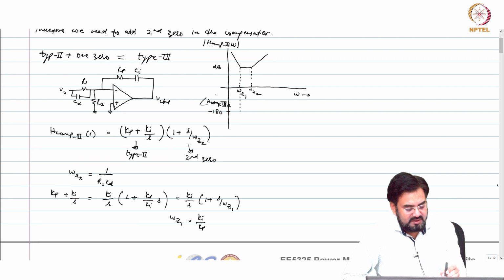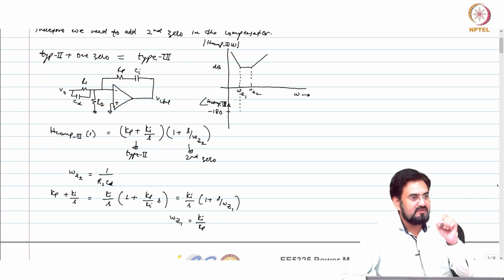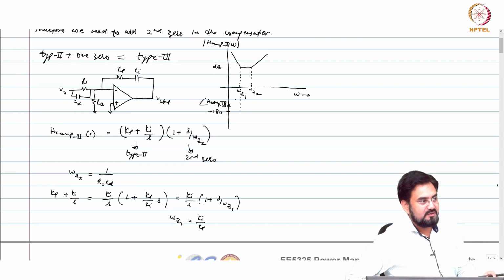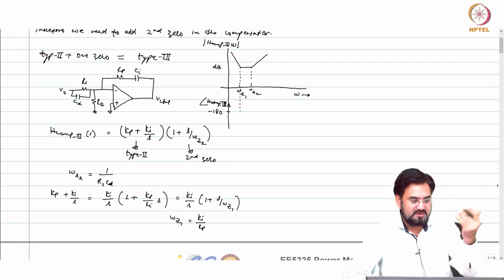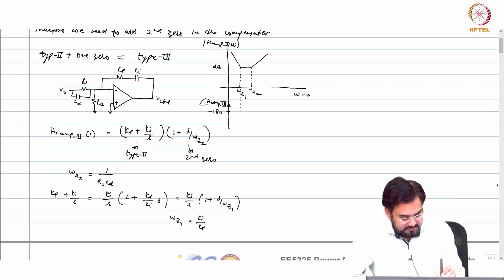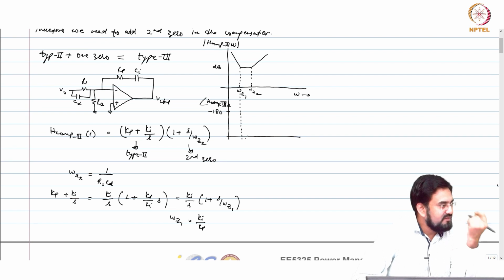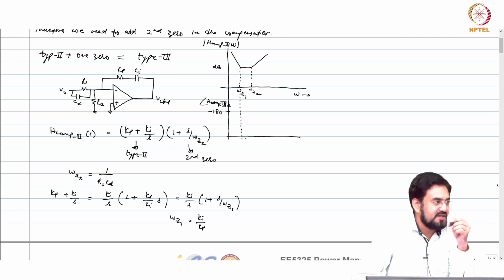Or what you can do, in the HCOM 3, instead of plotting the angle of HCOM 3, you can plot the angle of HCOM 3 plus 180, so that you can start with minus 90. That offset will basically shift your phase. So minus 180, and then you have one integrator, so it should be minus 180 plus, not plus 90 but minus, so minus 270.